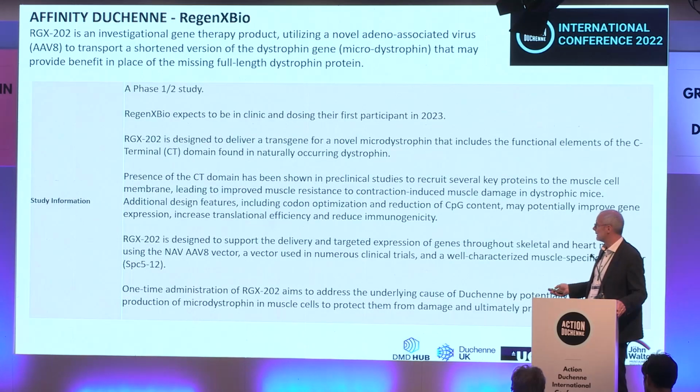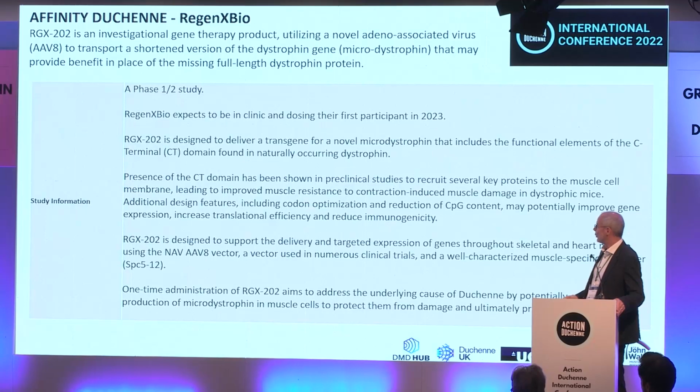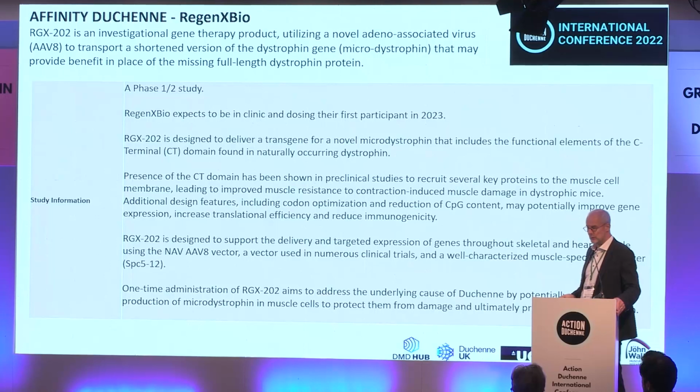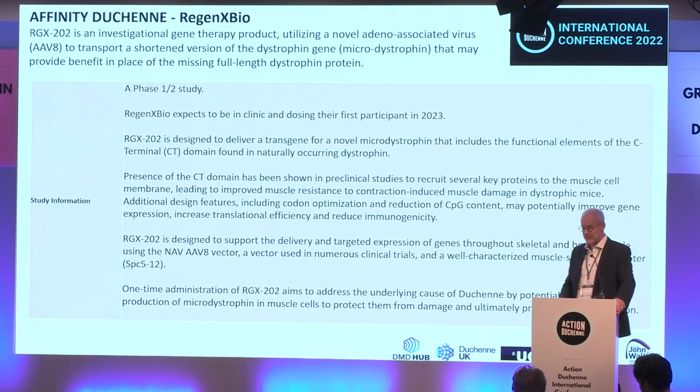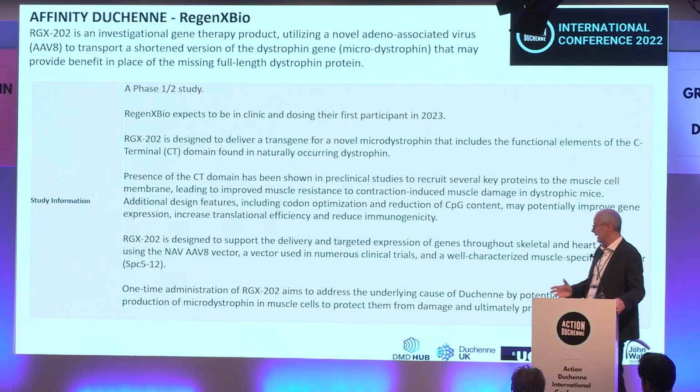So just a bit more information about the Regenix Bio study. It's a phase 1-2, so very early on. And it's expected that first patients will be injected early next year. Currently, the data is just based on preclinical experiments, but it looks very interesting.